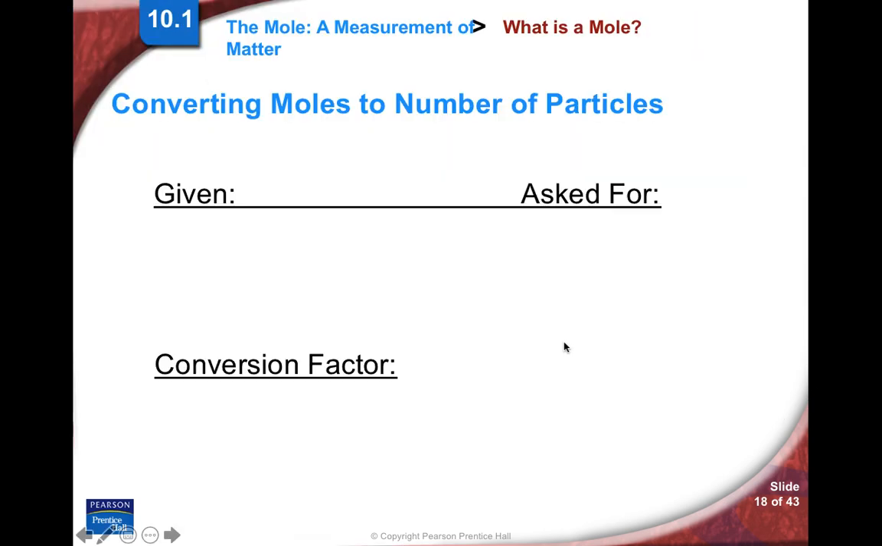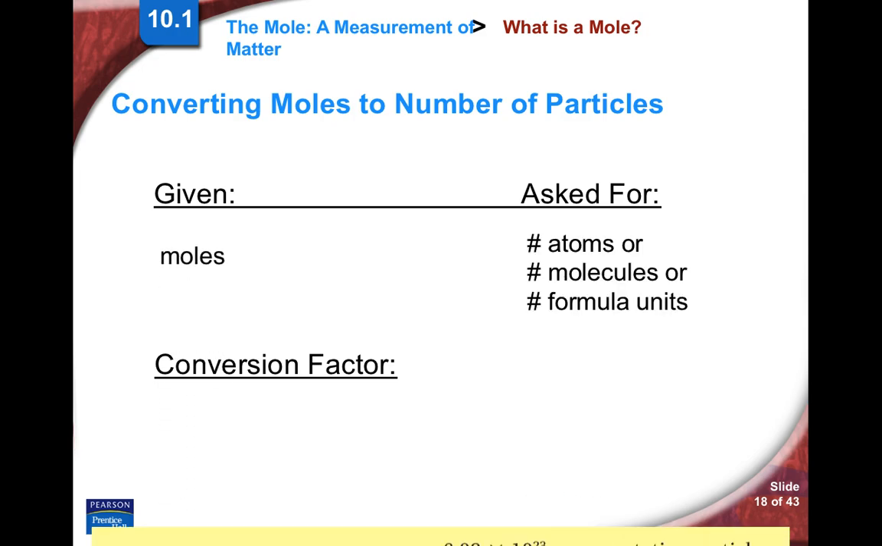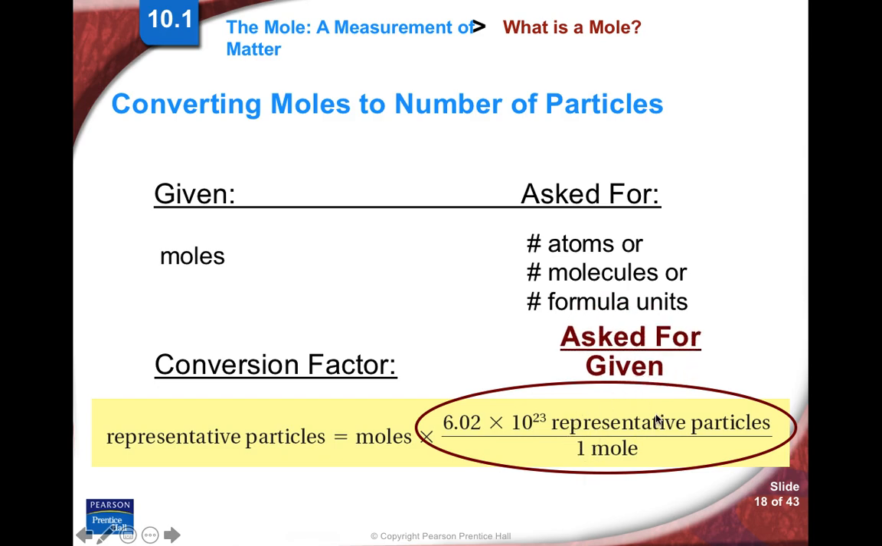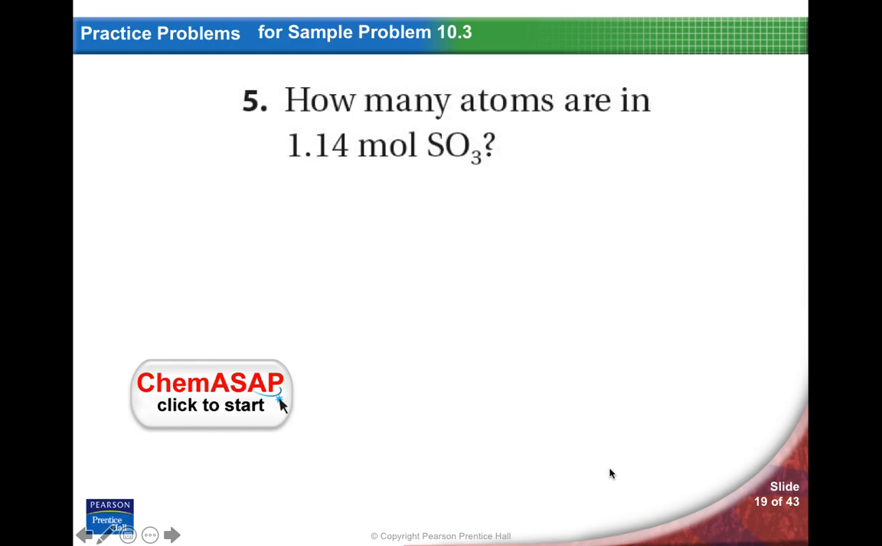All right, you can also go the other way, okay? Having moles and changing them into particles. And it doesn't matter if it's atoms, molecules, formula units, or ions. This time, instead of dividing by 6.02 times 10 to the 23rd, we're going to multiply by it. It's in the numerator. Again, the asked for unit goes on top. The given unit, moles, goes on the bottom. So this one has a little extra trick to it. Take a second to think about it.